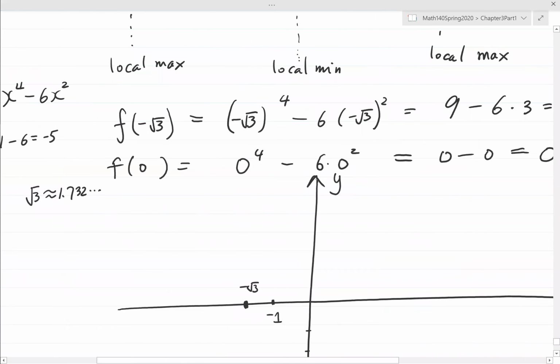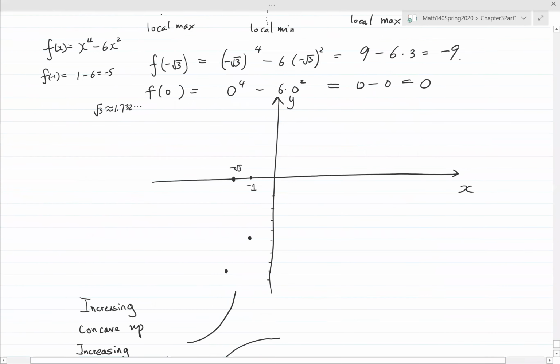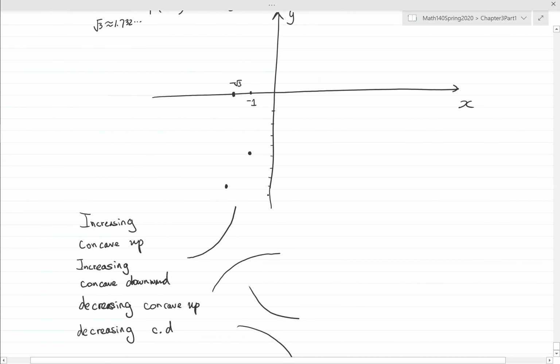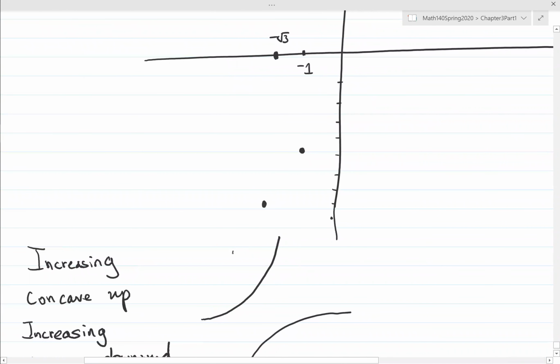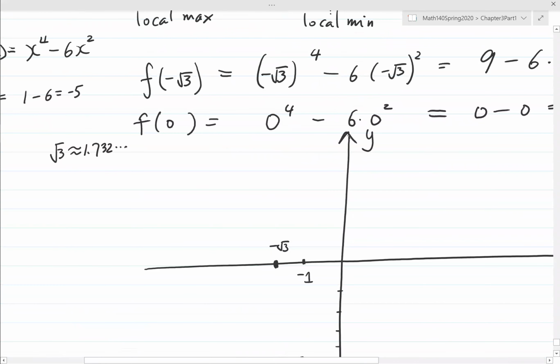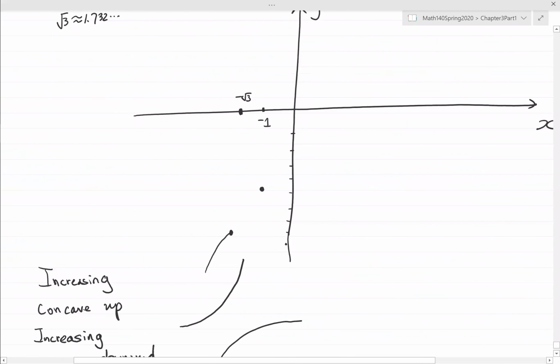Then from negative infinity to negative root 3, it's increasing, concave down. It looks like this. Then from negative root 3 to negative 1, the second interval, it's decreasing, concave down.